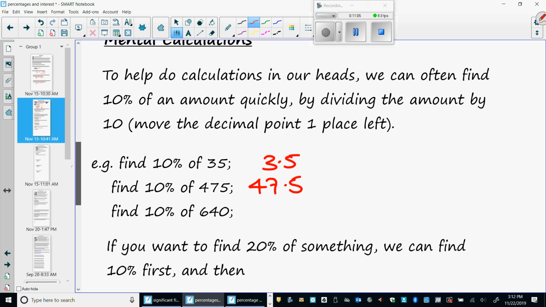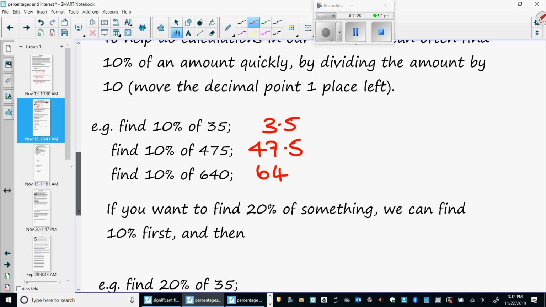47.5. Of 640, 64. I could say 0.0. You could if you wanted to, but you didn't have to. So if you're finding it, it wouldn't be wrong, is what I'm saying to you. I wouldn't mark it wrong. If you're finding 10%, that's nice and easy.